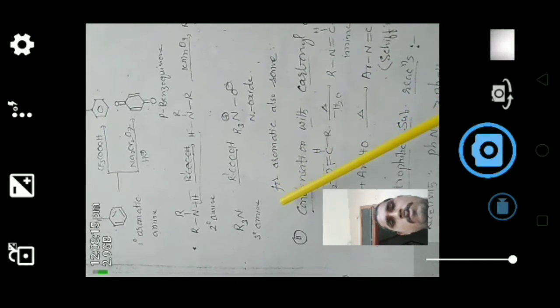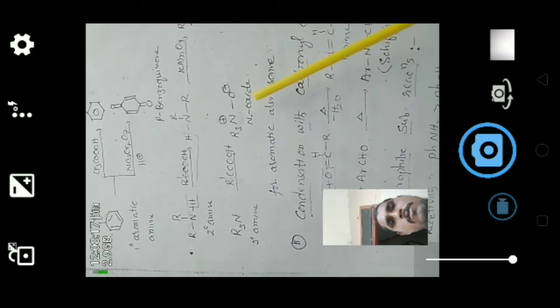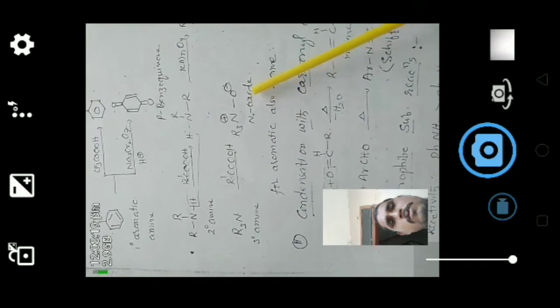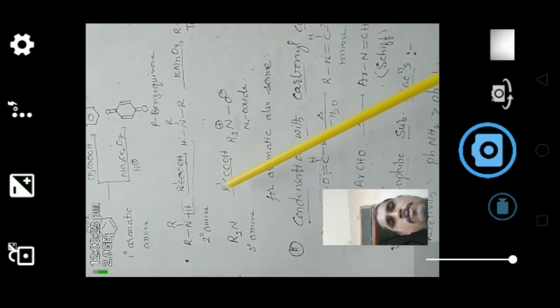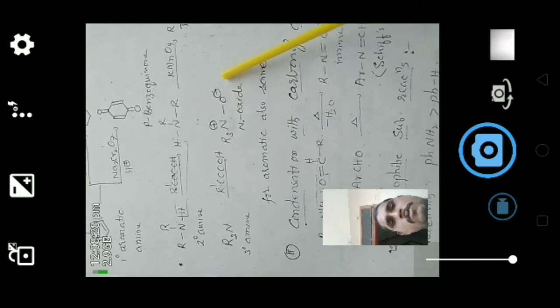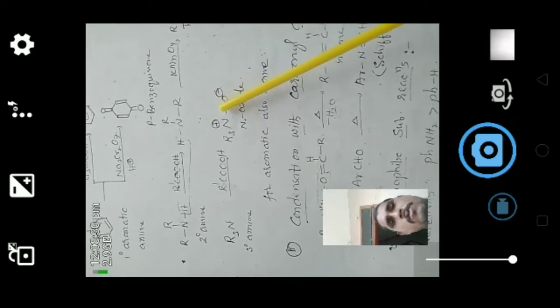Here the tertiary amine reacts with peracetic acid to give N-oxides. A salt-type N-oxide compound is obtained here.